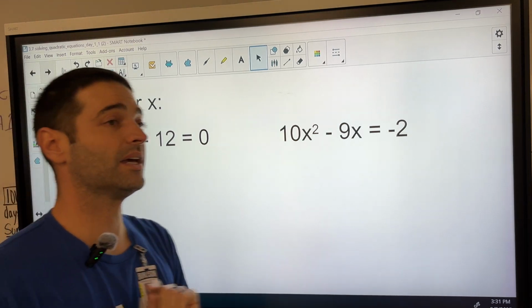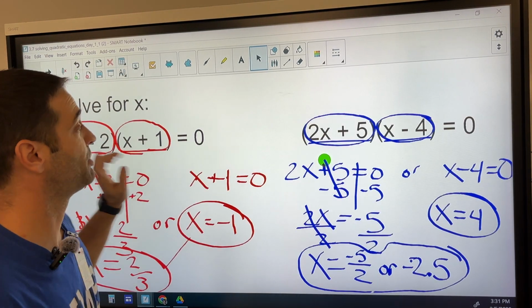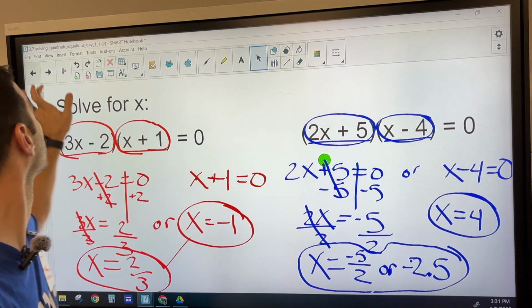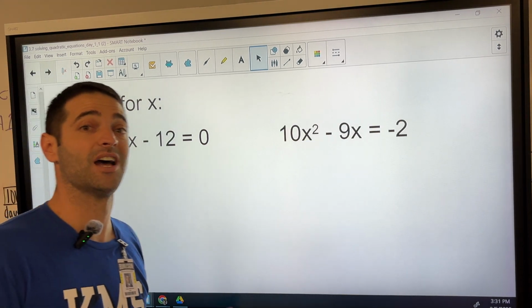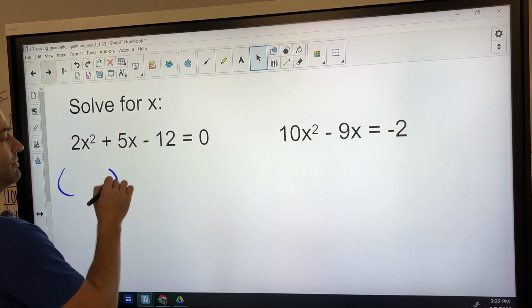The only thing that will make it a little more complicated is when it's not already factored for you. These on the last page were easy because it was already factored. It was already in the two binomials like that. Here is a little more complicated because it's not already factored. So we need to actually factor this. Make it look like that.